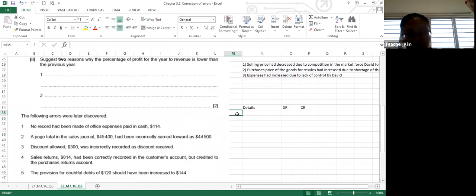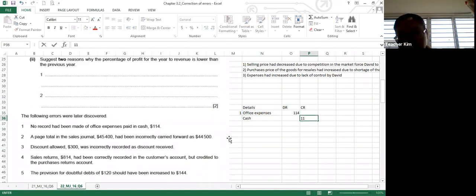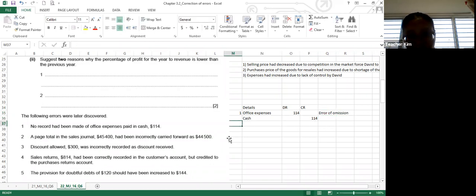Okay, number 1, no record has been made of office expenses paid by cash. So double entry, debit office expenses, credit cash. So this entry is an error of omission. Omission. Okay.